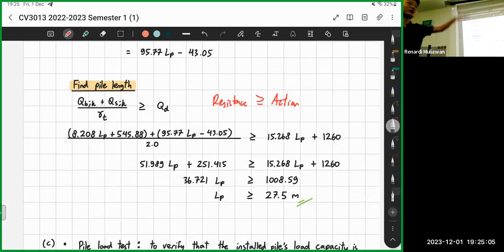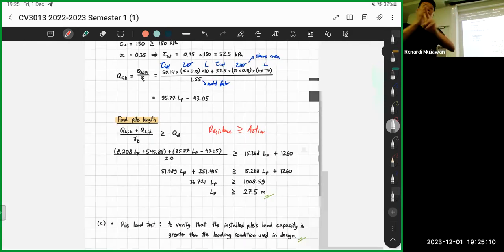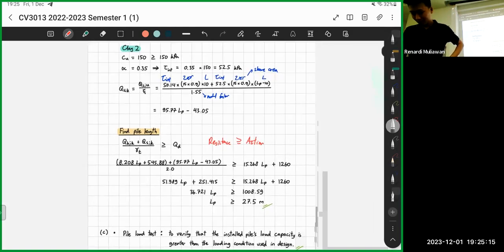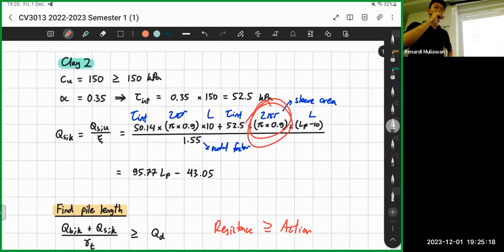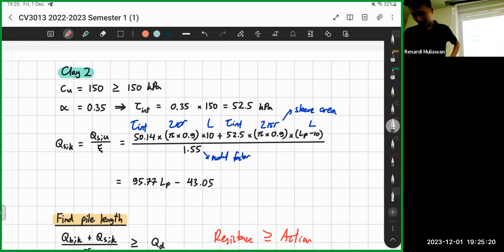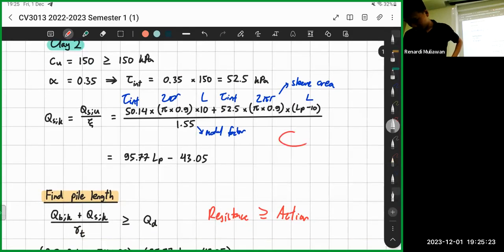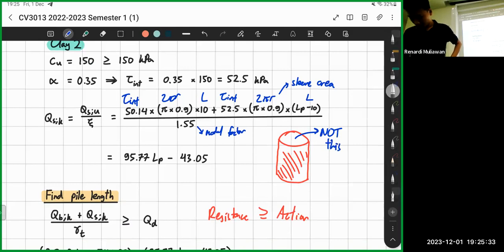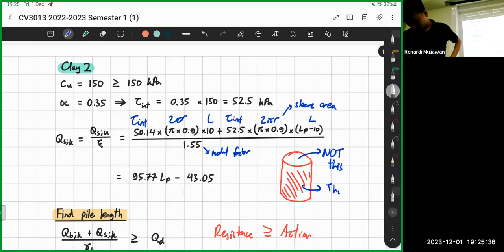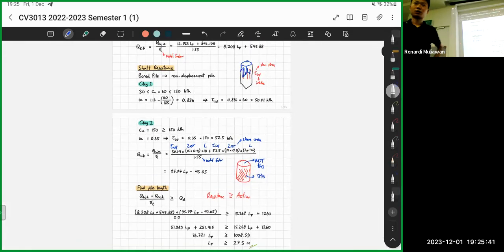You can slowly read through. I'm just explaining the logic only. There are always two parts: bearing and shaft resistance. Especially the area, I think most people get confused. How to draw this area?